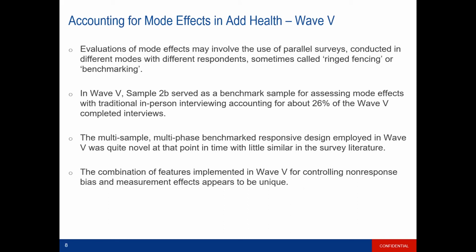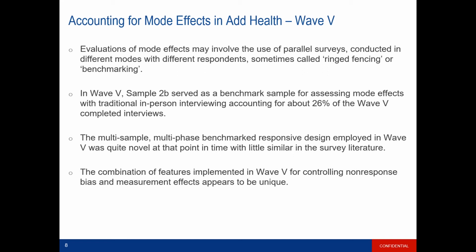Accounting for mode effects. The evaluations of mode effects may involve the use of parallel surveys, and this is sometimes called ring fencing or benchmarking. In wave 5, sample 2B served as the benchmark sample for assessing mode effects, with traditional in-person interviewing accounting for about 26% of the total completed interviews. And remember, I mentioned earlier, sample 2B was about 12% of that, 12% of the 26%.